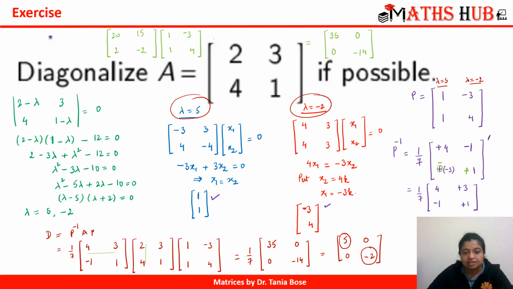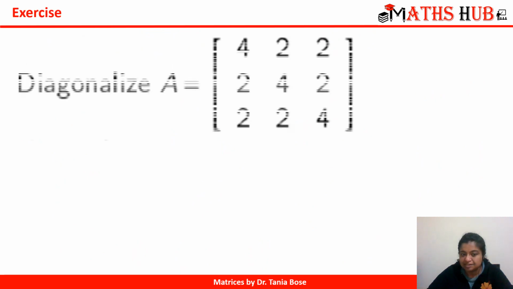Right? So just try this exercise. This is a 3 cross 3 matrix. So you will get 3 eigenvalues and check whether you get an eigenvector corresponding to each eigenvalue. So if you are able to find an eigenvector corresponding to each eigenvalue, this matrix will be diagonalizable. Otherwise, it won't, right? And also try problems from other books.